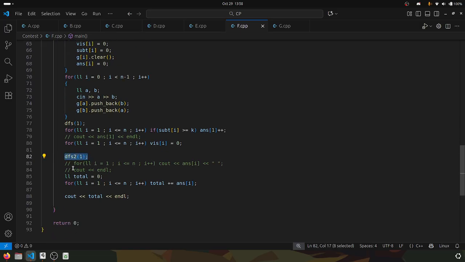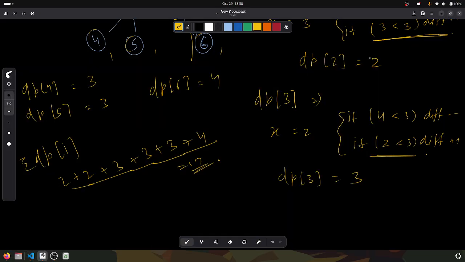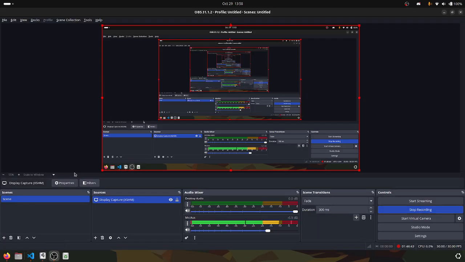So after DFS2 we can just take the sum of all the answers for all the roots, and that would be the final result. Both of these DFS are O of n, so the total time complexity would be O of n only. So that was the solution for problem F. Let's move on to problem G.